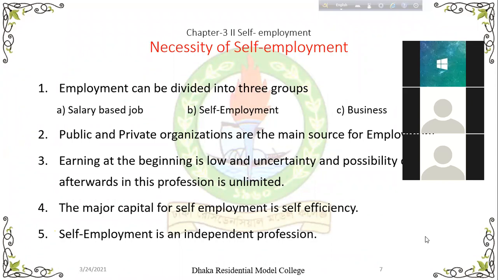And have to read the more important information written here. Then self-employment is an independent profession. Here is written salary-based job. That means if you want to get any job, have to do the job under a person or an organization. But if you are self-employed, you don't have to do your work under any person or organization. That means you are free, independent. That means self-employment is an independent profession. But salary-based job or wage-based job is not an independent profession. Have to follow the instruction of your institution or your boss.